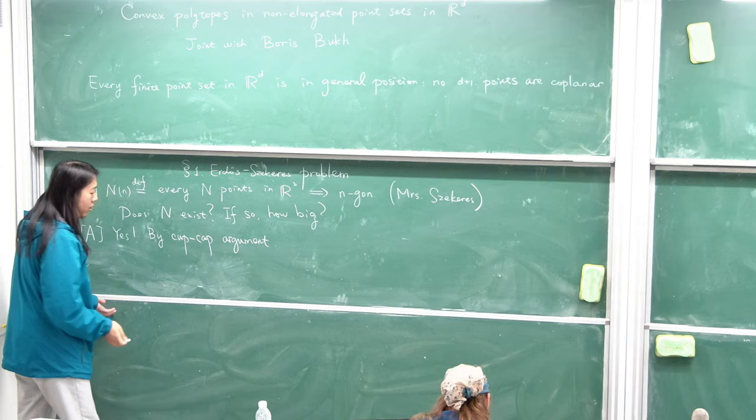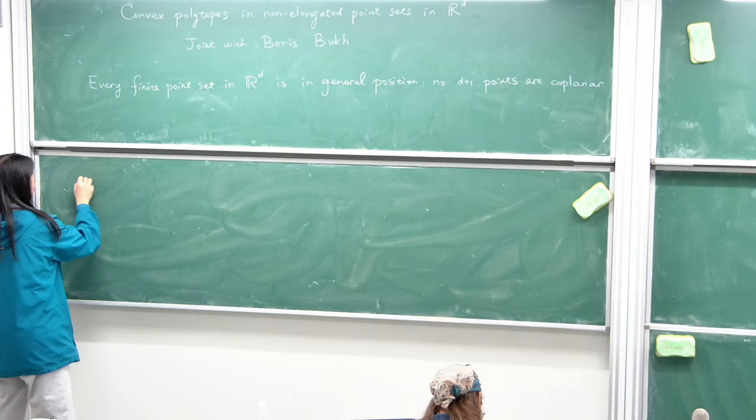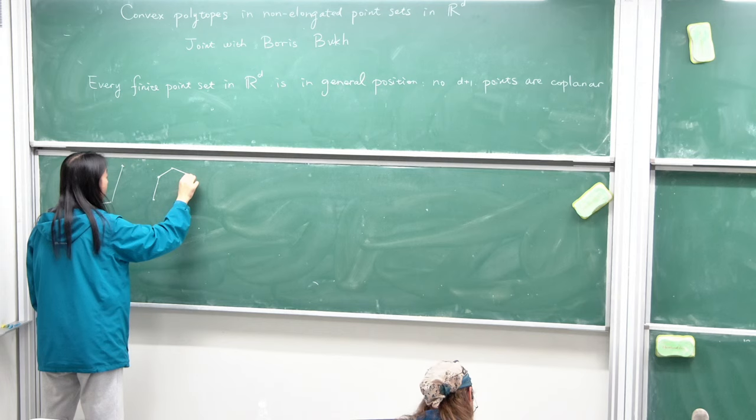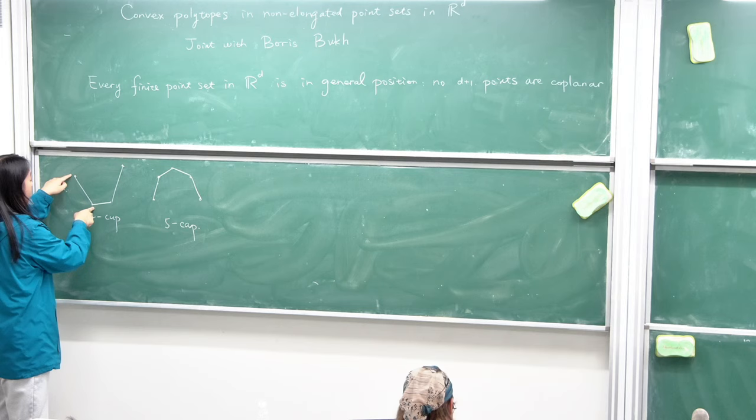So what is the cup-cap argument? First, I need to draw some pictures to show you what is a cup and what is a cap. For example, this is a 4-cup, and this is a 5-cup. It's just a sequence of points in the plane such that the slopes increase or decrease. Is that clear?